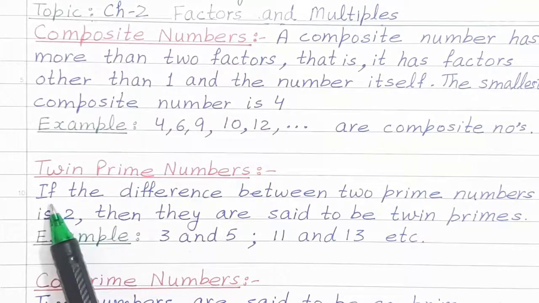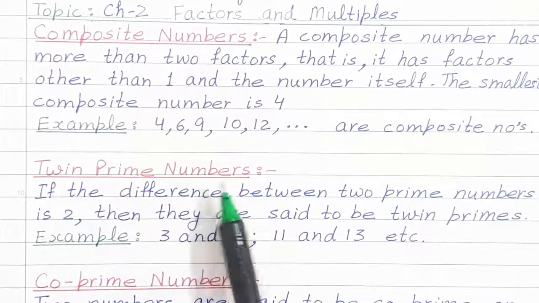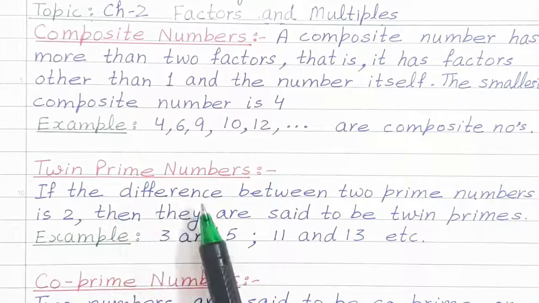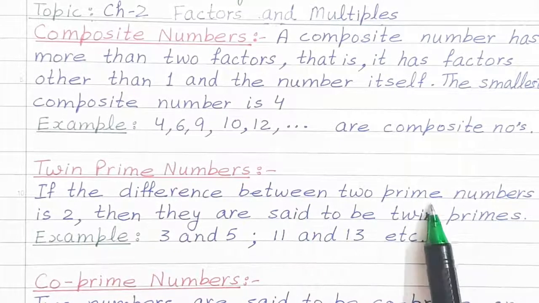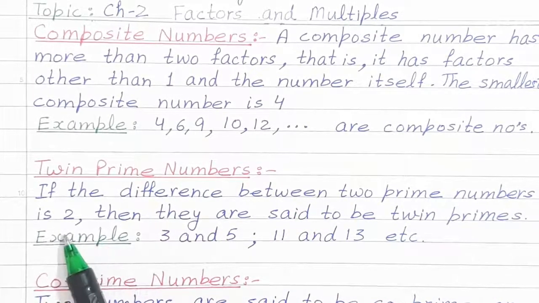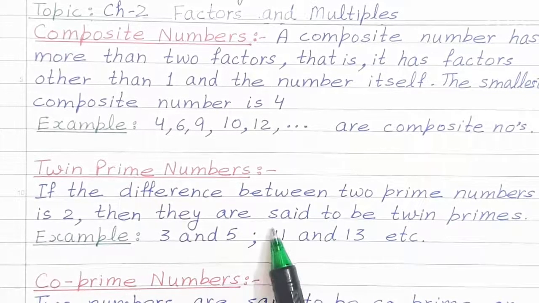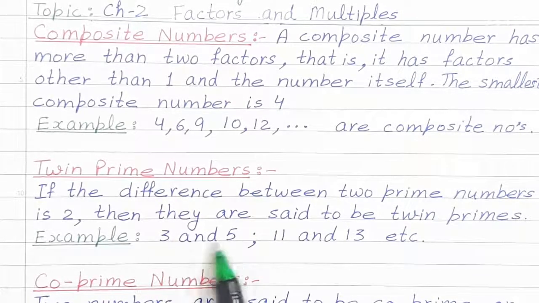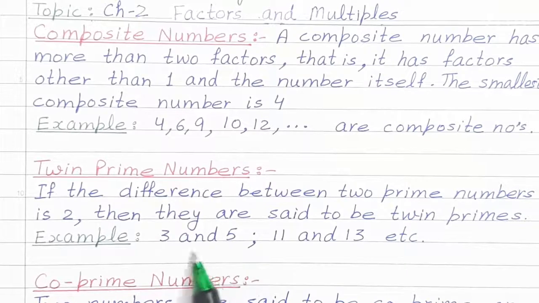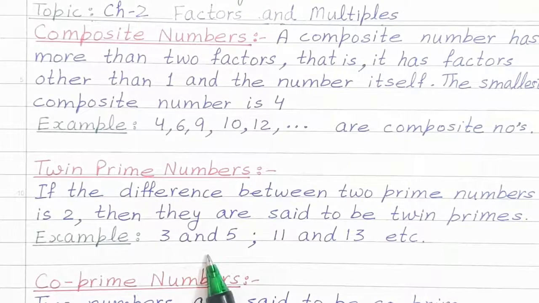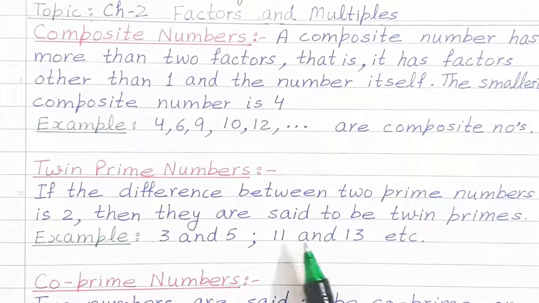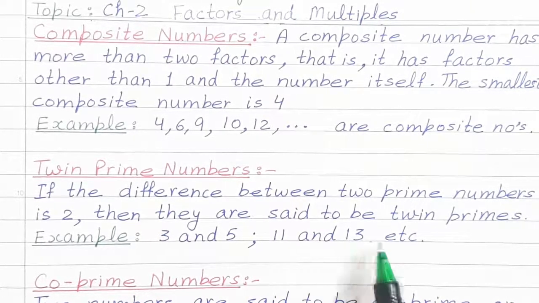Now let us discuss twin prime numbers. If the difference between two prime numbers is 2, then they are said to be twin primes. For example, 3 and 5, both are prime numbers and the difference is 2. 11 and 13, both are prime numbers and the difference is 2.